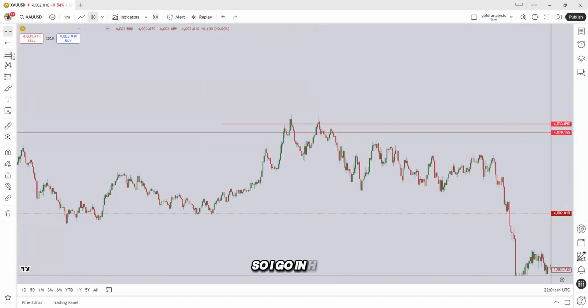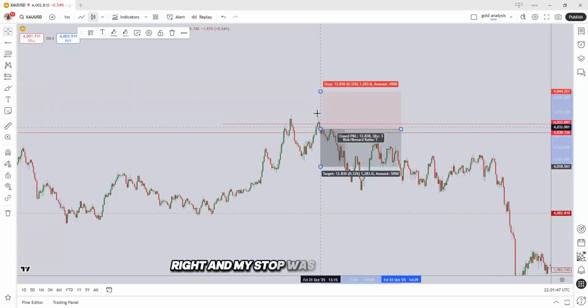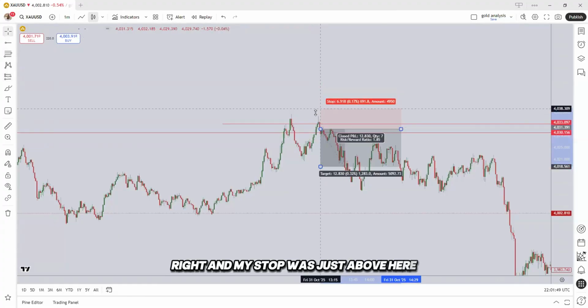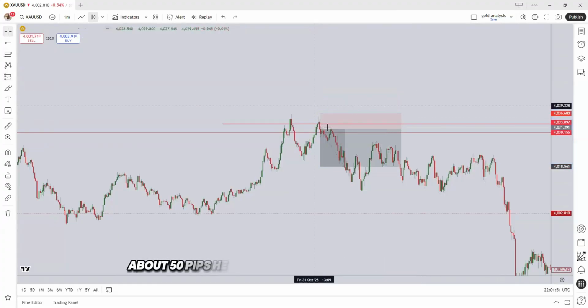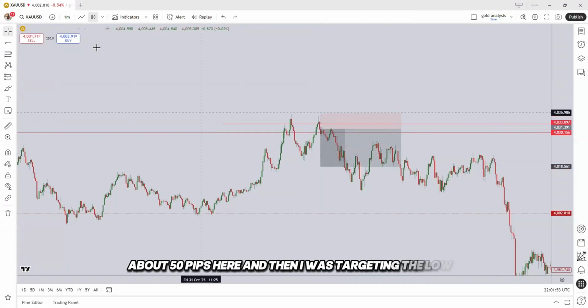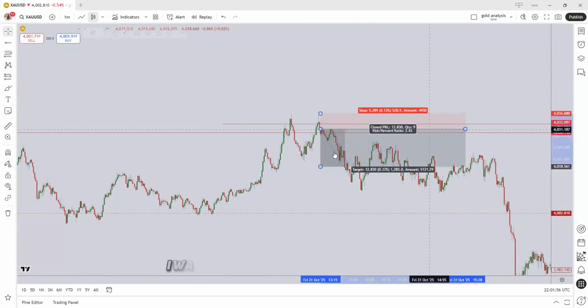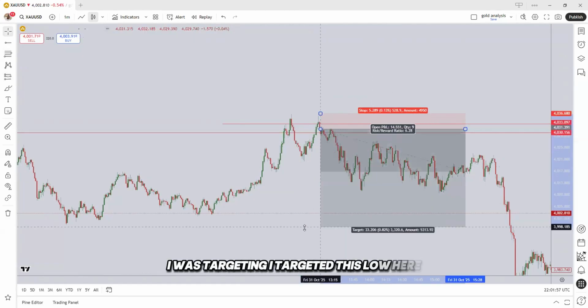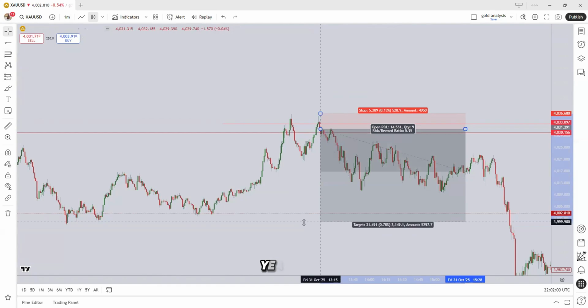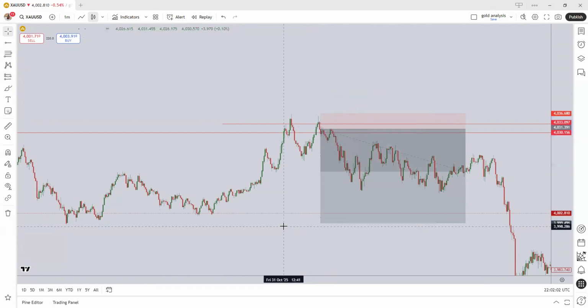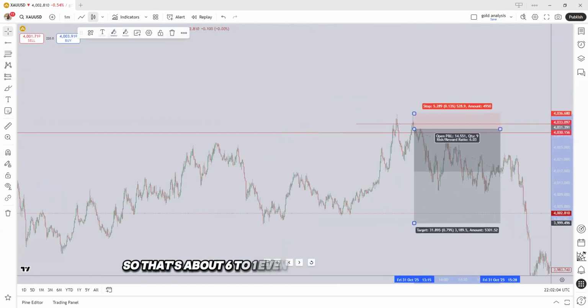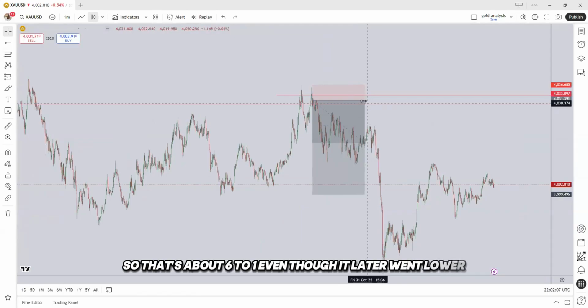So I got in here, right? And my stop was just above here. It's about 50 pips, yeah. And then I was targeting the lows. I targeted this low there. Yeah, right. So that's about 6 to 1, even though it later went lower.